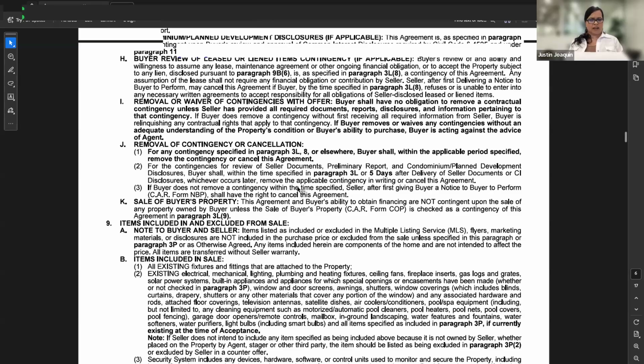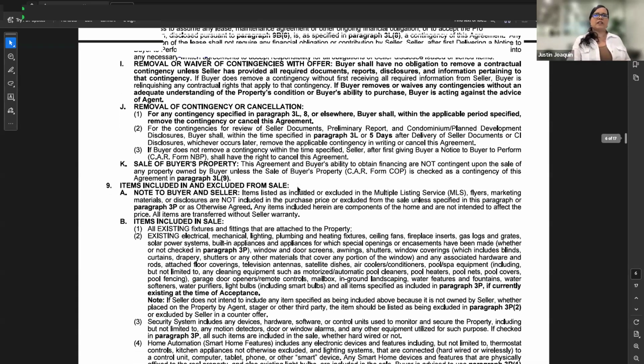Okay, removal or waiver of contingencies. We did talk a little bit about this. Also, remember where it says you're acting against agent advice. That was very emphasized, right? Over in the grid. If they decide to tell you, hey, let's go ahead and remove contingencies with the offer, be careful. That's what that paragraph says, okay?